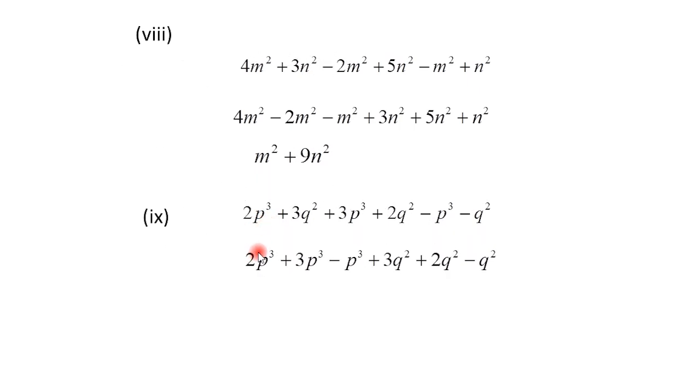Example here. Here we are. 2p to the power of 3 plus 3p to the power of 3 minus p to the power of 3 plus 3q to the power of 2 plus 2q to the power of 2 minus q to the power of 2. 2 plus 3 is 5 minus 1 is 4p. And 3 plus 2 is 5 minus 1 is 4q squared, and 4p to the power of 3.